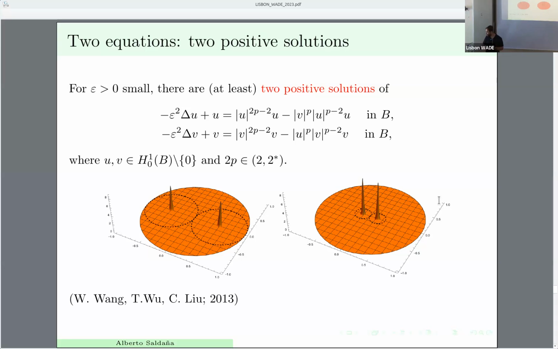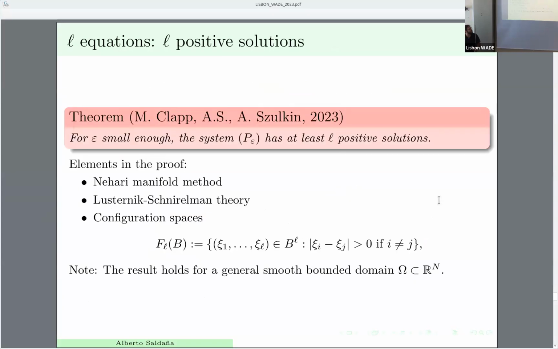Okay, we have at least two. But you can also rotate them. You can also rotate them, yes, up to rotations. Yeah. So what about the general case?